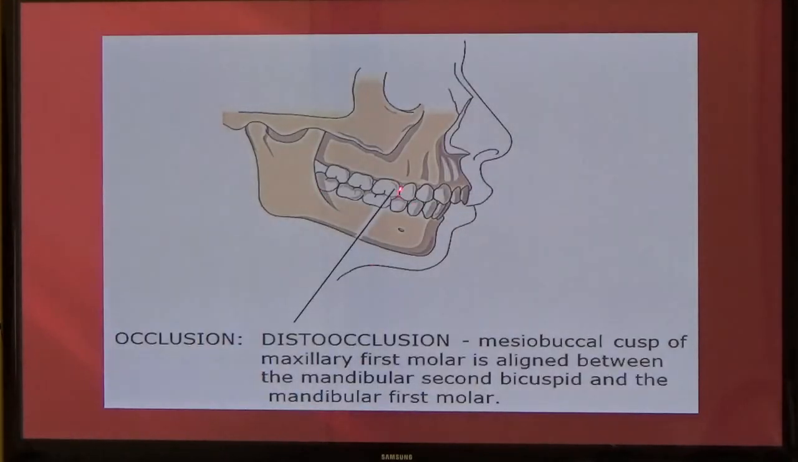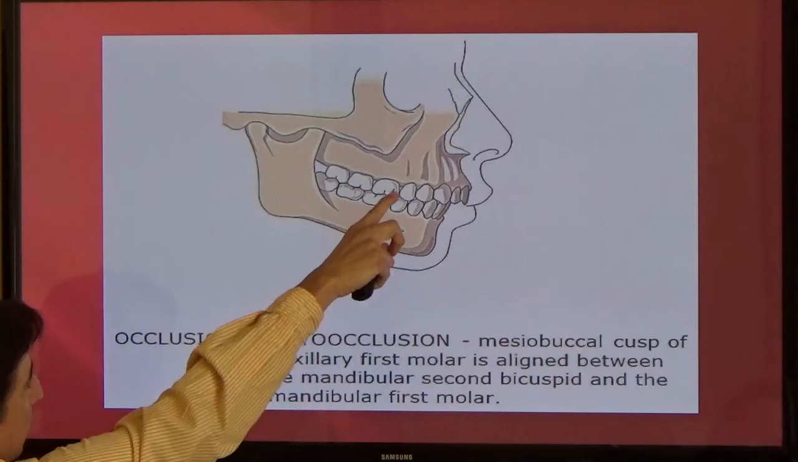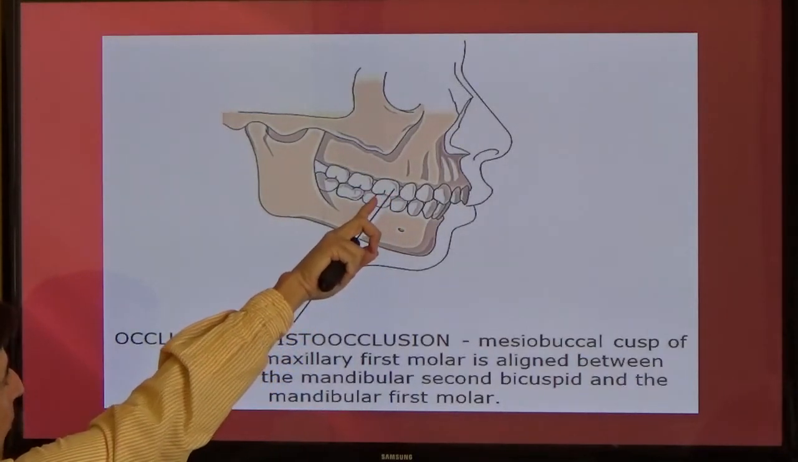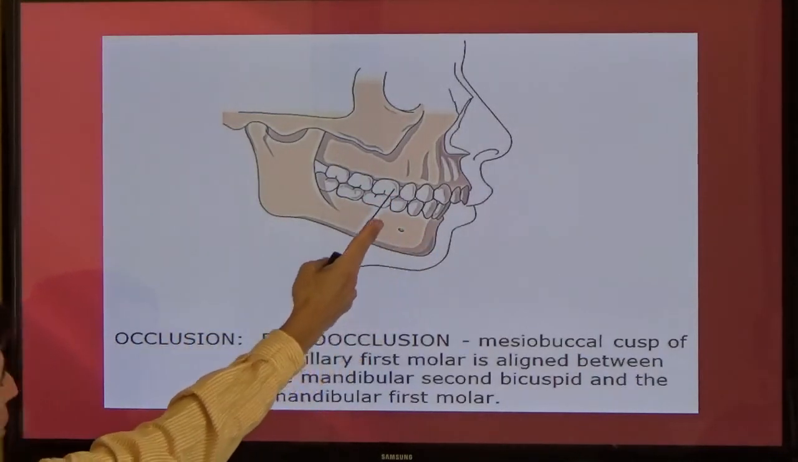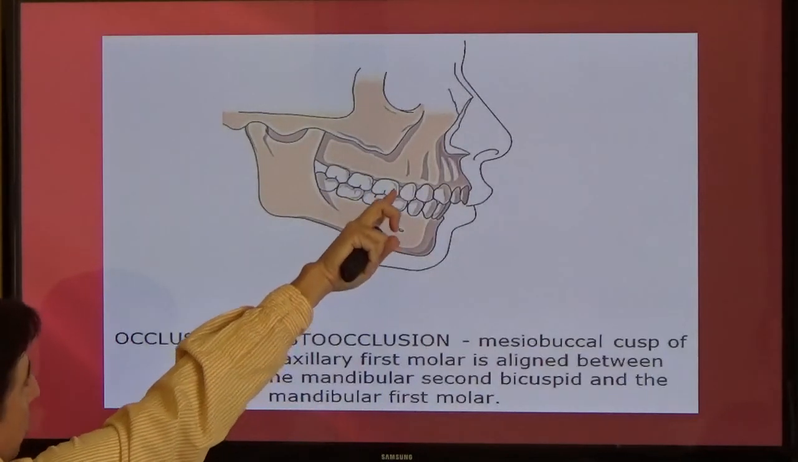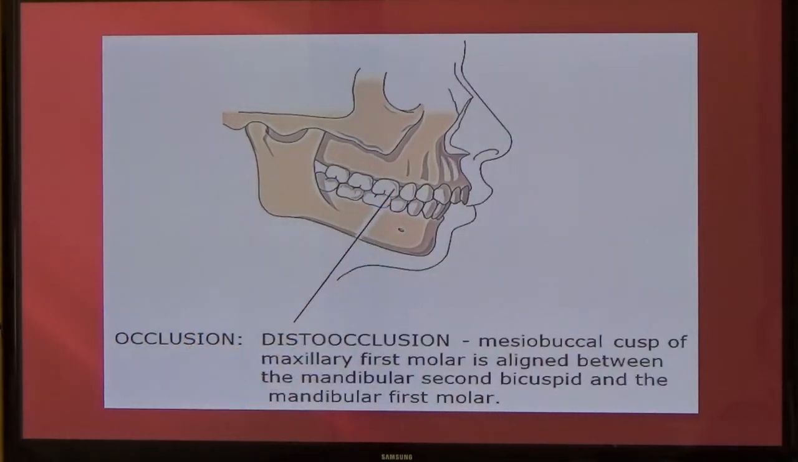Because of braces, my bite isn't like that now, but if the braces hadn't been done, it would look like this, where your mesiobuccal cusp hits in front of the first molar and distal to the second premolar. So in class 1, this cusp is back in the buccal groove, but in class 2, because your chin is back, the mesiobuccal cusp falls one cusp forward.